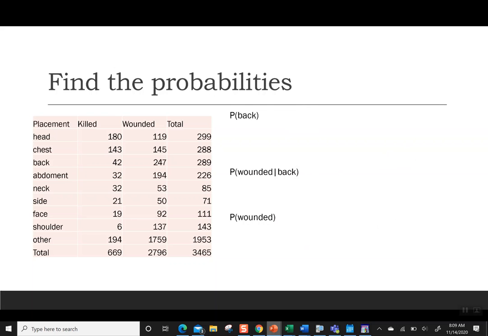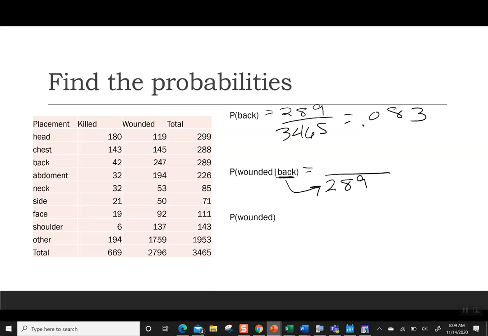So let's say you got shot in the back. There are 289 people that got shot in the back of the 3,465 people. So 289 divided by 3,465. That's 0.083. Okay. Now let's look at wounded if you're shot in the back. So back, 289 becomes the denominator. So whatever is given goes in the bottom.